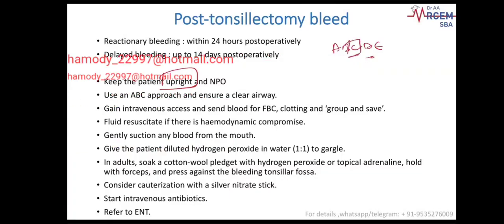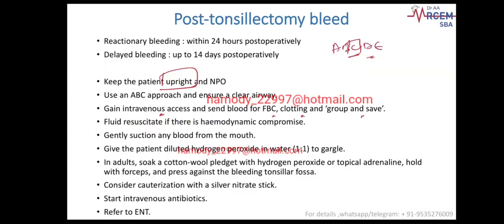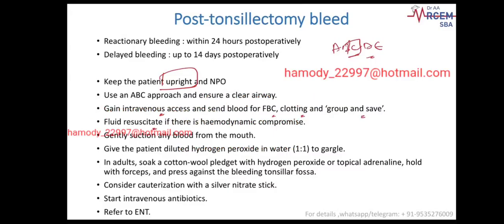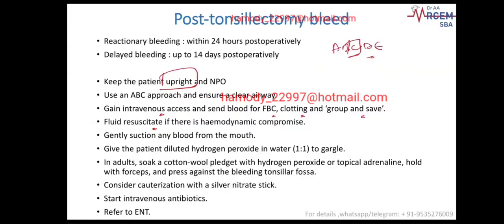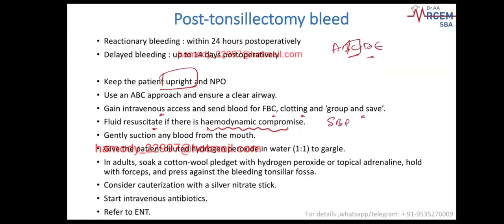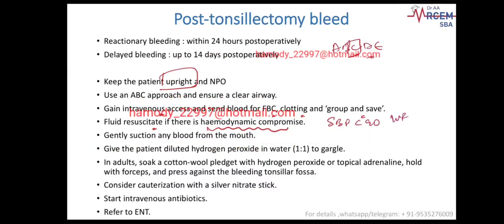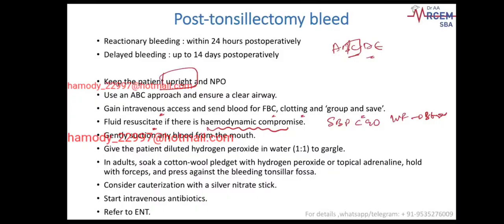That comes in circulation. So make sure you have two large bore IV cannulas and get a full blood count, clotting profile, and blood group and cross matching. Fluid resuscitation, you will start before you have the blood products available if the patient is hemodynamically compromised. That means if the systolic blood pressure is less than 90, start giving IV fluids initially till the blood products are available. Once blood products are available, you will follow the major hemorrhage protocol, which you have already learned.